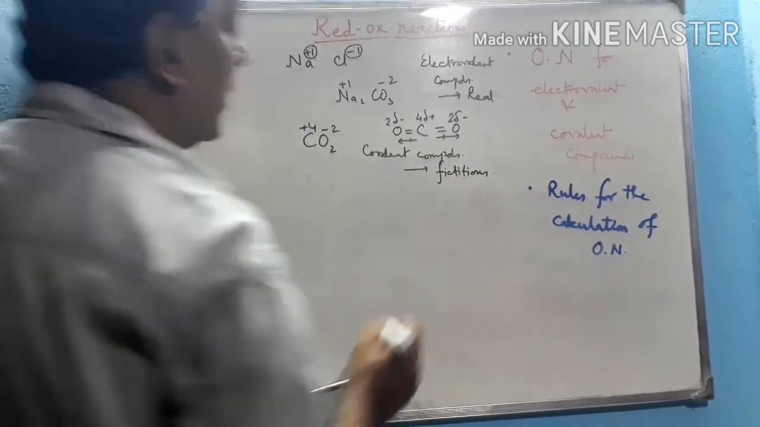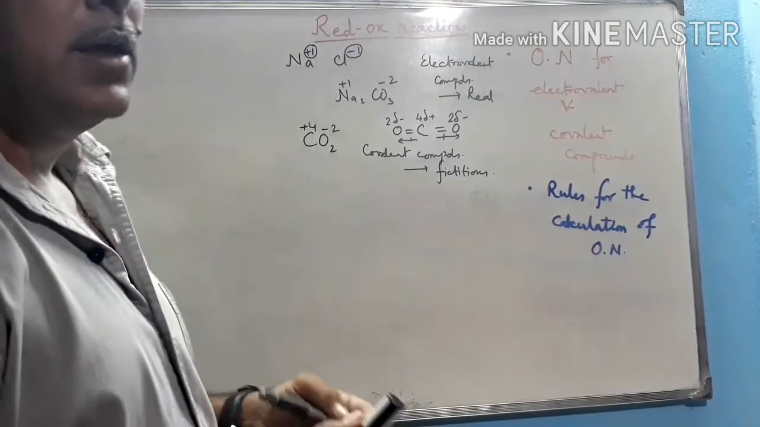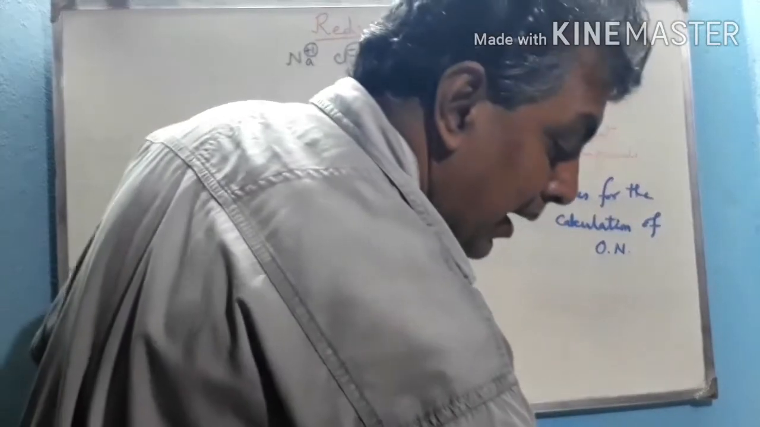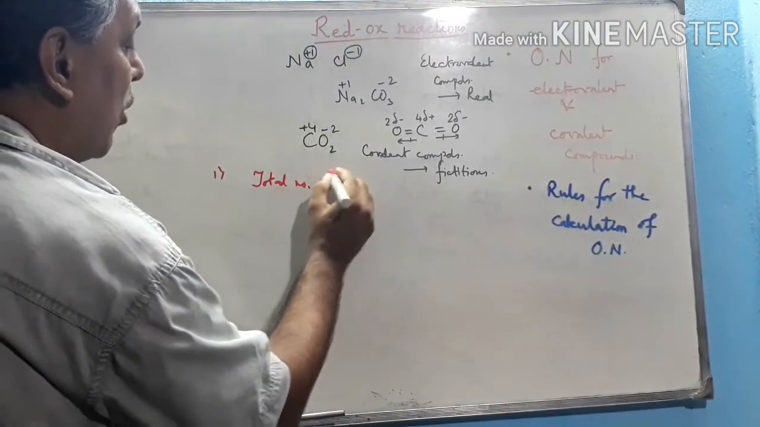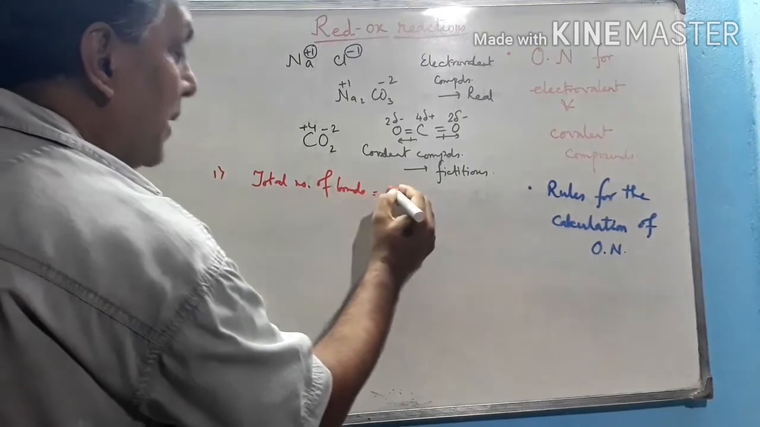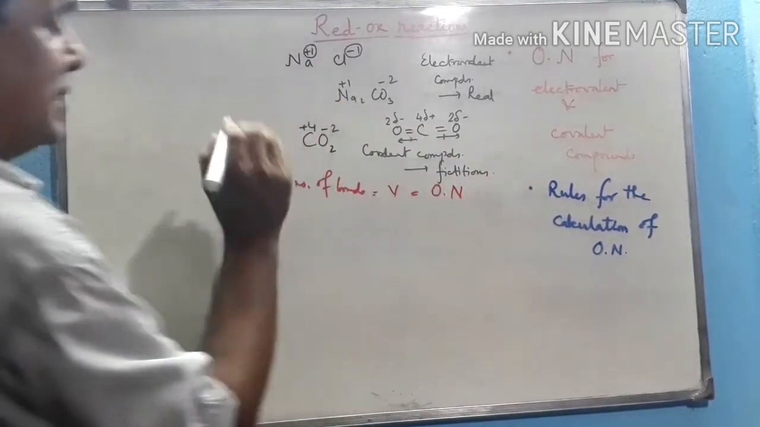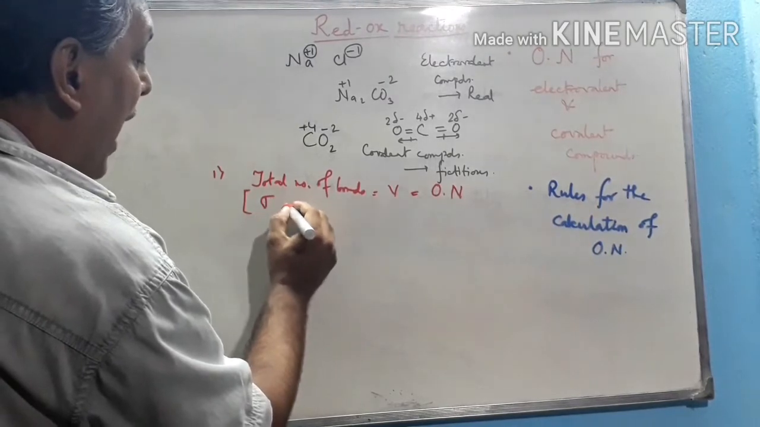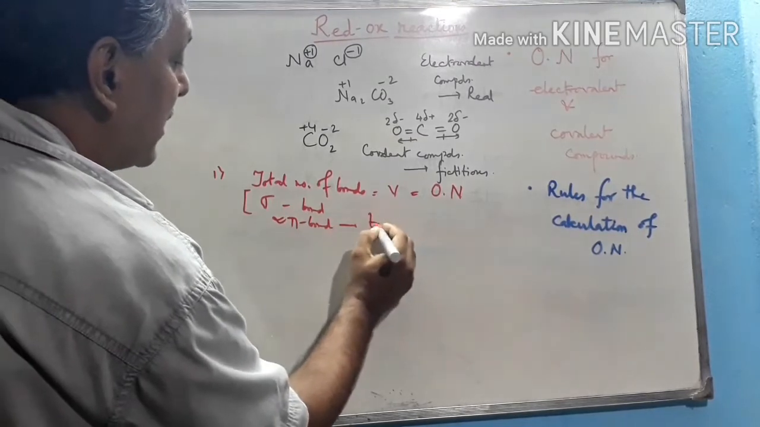But in case of covalent compounds, this concept of oxidation number is fictitious, not real. Now, how can we calculate the oxidation number of an element or a particular radical in a particular compound? There are some rules. I am writing these rules one after another. First rule is that the total number of bonds, that means the valency, generally equals the oxidation number. How many bonds? Calculate the total number of sigma bonds and pi bonds, and count each bond as one.